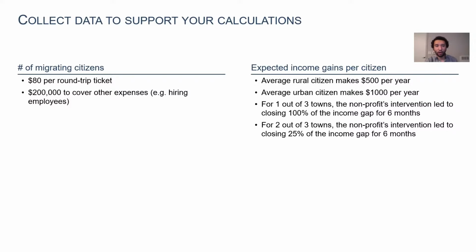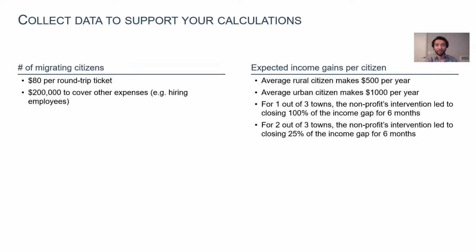For the citizens who migrated from one of these 3 towns, they made as much money as the citizens in urban Atlantis for the 6-month duration of the migration period. For the citizens in the other 2 towns, they closed 25% of the income gap between rural citizens of Atlantis and urban citizens of Atlantis for the 6-month migration period. For the moment, it's unclear why there were different results for the different towns, although it seems like some of the citizens weren't able to find jobs in the city, or they found low-paying jobs.